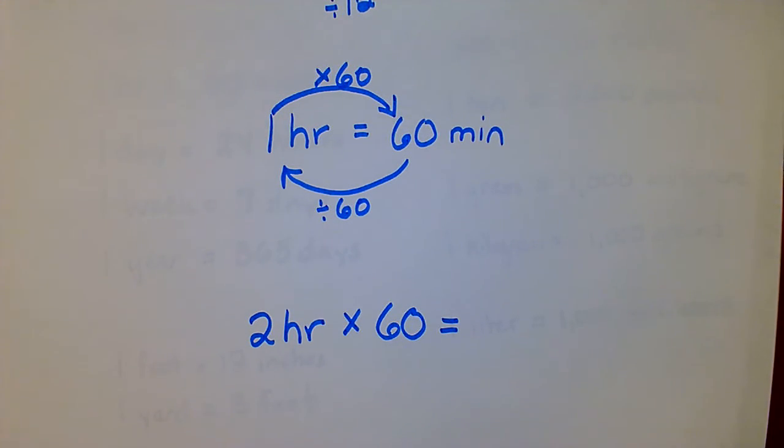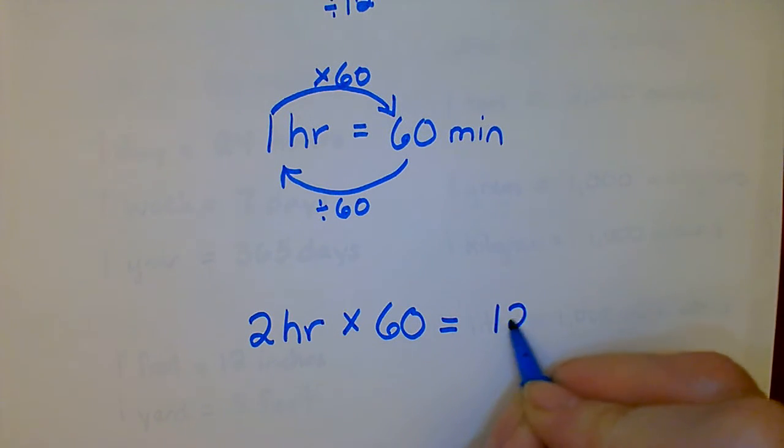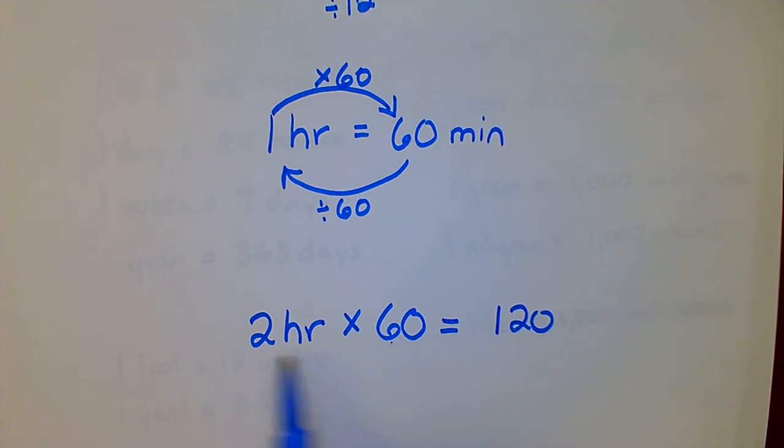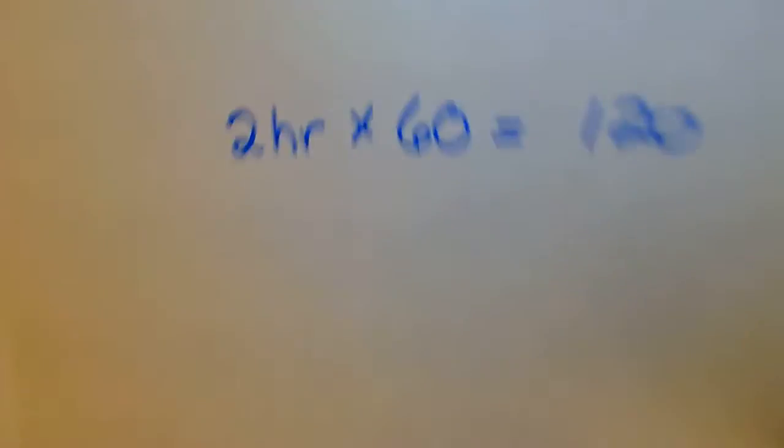Now remember, you could always just say, well, 2 hours would be 60 plus 60, or 60 2 times. And so I'm going to get 120, because I could do 2 times 6, this is my zero trick, 2 times 6 is 12, and add on that 0. So again, I could just do 2 times 60 is 120. All right, let's try another one.